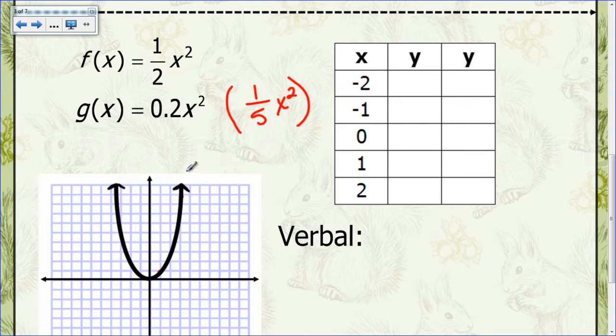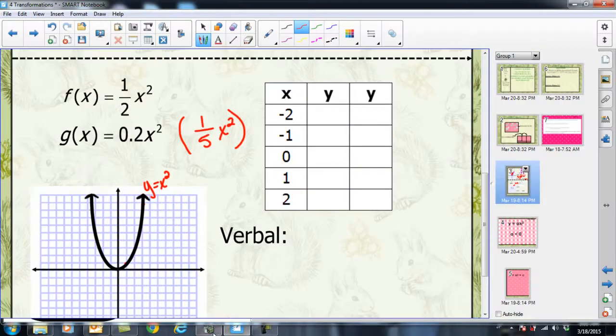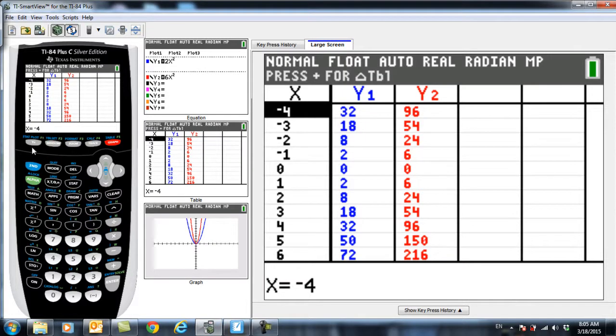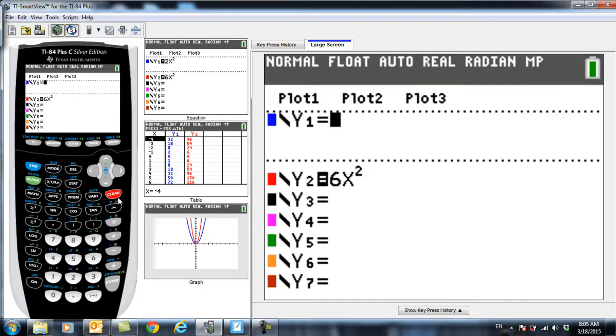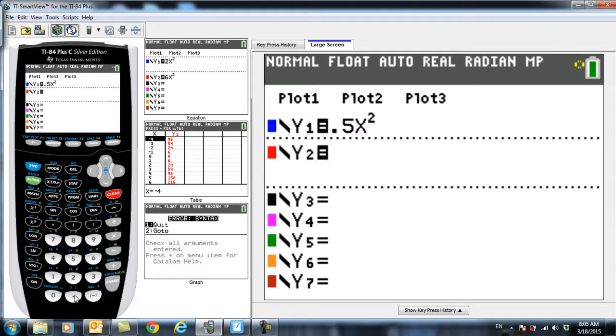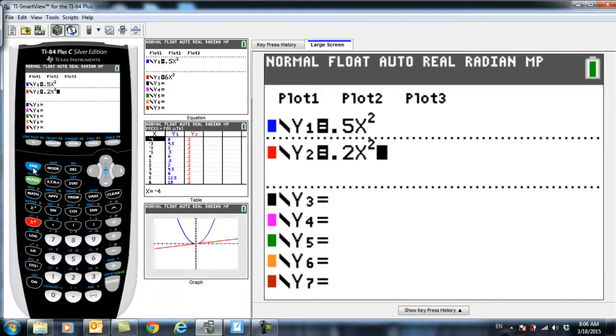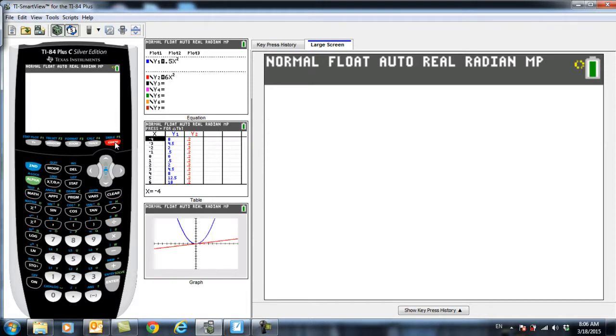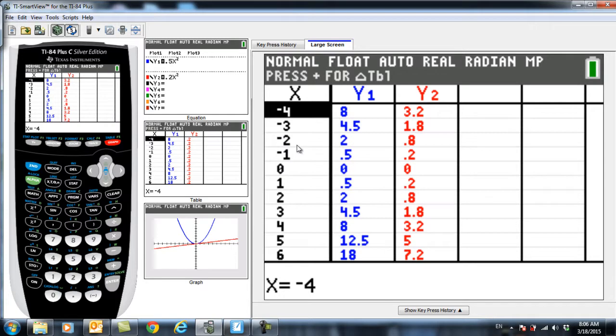Just like before, this right here is our parent function. It's graphed for us, and then we're going to go to our calculator. We're going to put this information in. So we're going back to our calculator, and in y equals, this time we're going to do 1/2 x squared, so I'm just going to do 0.5 x squared. And then in the second one, I'm going to put the 0.2 x squared. And then I'm going to go look at my table, just like we did a minute ago, and fill in what I need to put in my table.